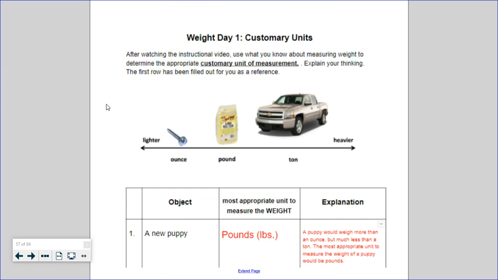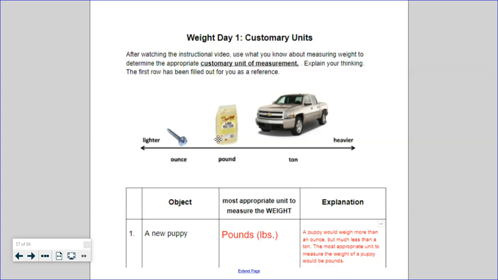So your job today is to complete a worksheet just like the ones you did for capacity. The worksheet will give you an object and you're going to choose what the most appropriate unit is to measure the weight. Would you use ounces, pounds, or tons? So for example, a new puppy, you're going to use pounds because a puppy weighs more than an ounce, but much, much less than a ton. So the most appropriate unit is pounds, and you'll have several more objects that you are going to do the same thing for.